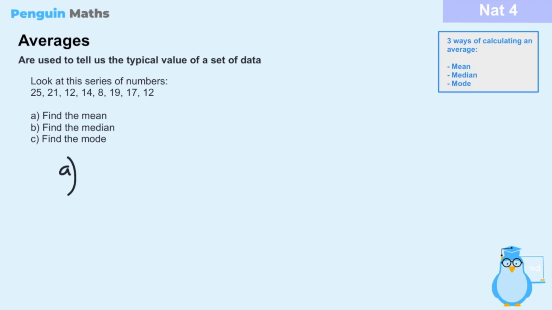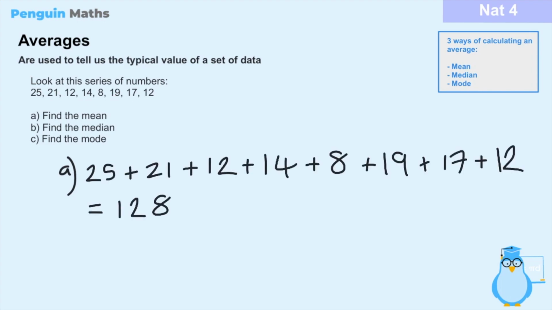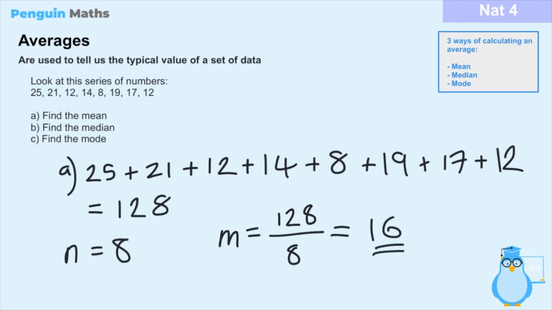So for part A, we have to find out the mean, and to do that, the first thing that we have to do is add all of these numbers together, and after we've done that, we get an answer of 128. And now what we have to do is figure out how many numbers that we have. So we have 1, 2, 3, 4, 5, 6, 7, 8 numbers. And then to get the mean, what we do is divide the total amount by the amount of numbers, and that gives us an answer of 16. So that means for part A, the mean is equal to 16.